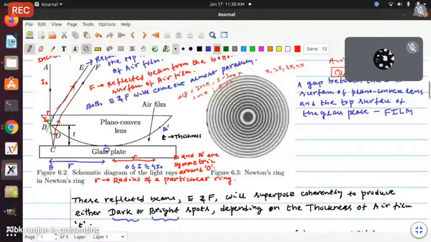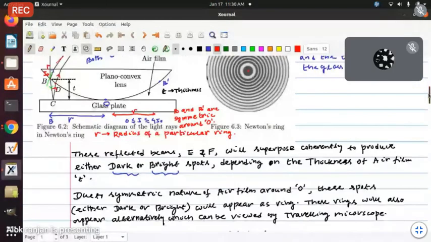But it does not explain why we have concentric circular rings, which we are going to discuss. Is this clear so far? Yes, sir. So now let's discuss why we have concentric rings.